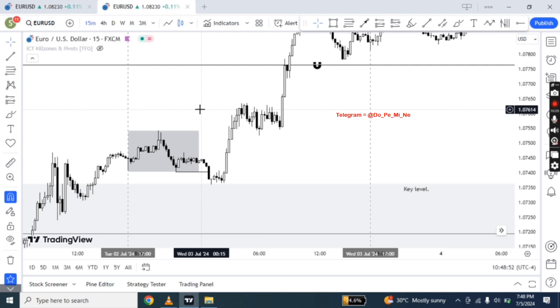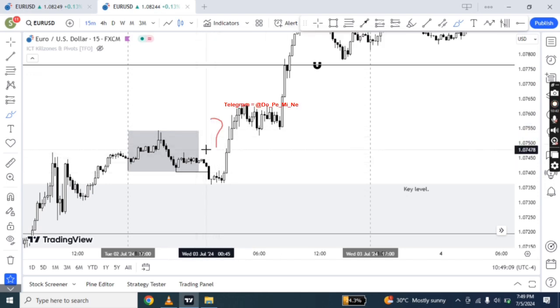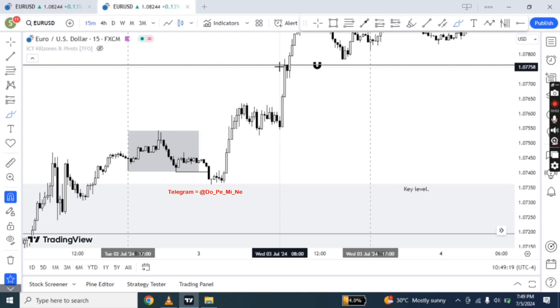Now we are left with another problem again. We know that we can have two possible outcomes after a ranging profile, right? And those are expansion and manipulation profile. Now again, if we hadn't done that higher time frame analysis, then we wouldn't know which profile to expect. Should we expect an expansion profile or a manipulation profile, right? We know that our drawn liquidity is higher, but another problem is which profile to expect. We can have two possible outcomes. So what are we going to do in this case here, right?